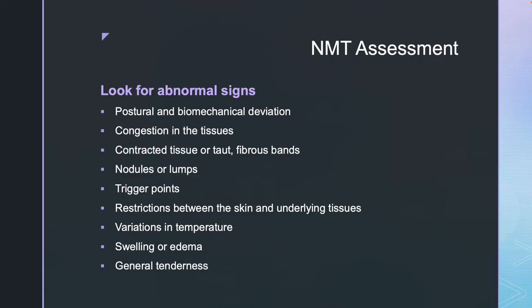Restrictions between the skin and underlying tissues could be an abnormal sign. Also, variations in temperatures. A lot of times, if I have someone who comes in who is recovering from an injury or post-surgical, I'll just rest my hand on the area and feel around to see if it's still radiating heat. If it is, I'm not going to work directly on the area, and we're going to work around it. Swelling and edema, and then also general tenderness are all abnormal signs. Healthy tissue doesn't hurt when being palpated, unless it's very deep pressure, but we're not doing that.